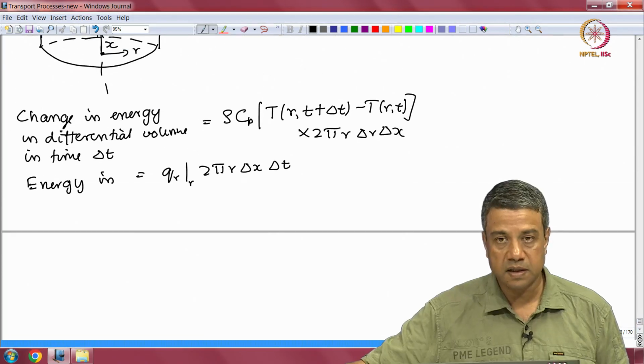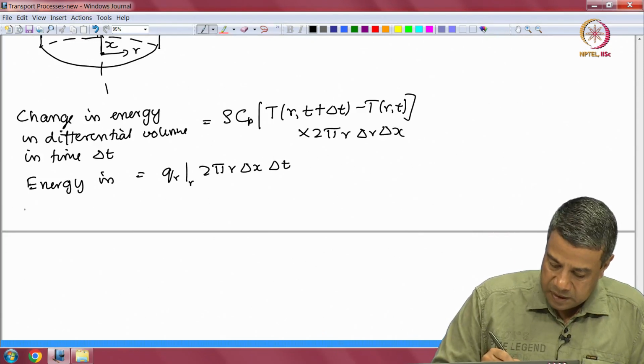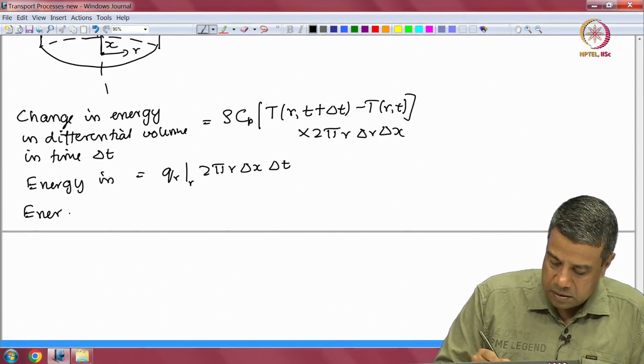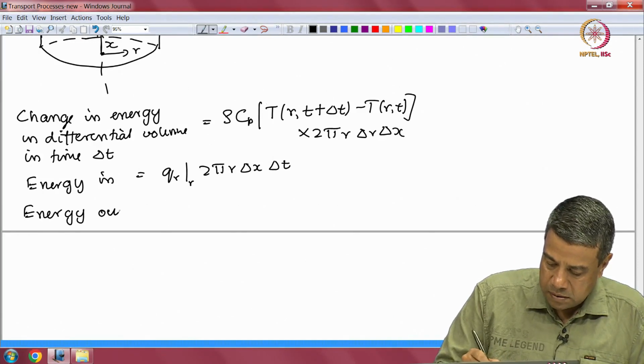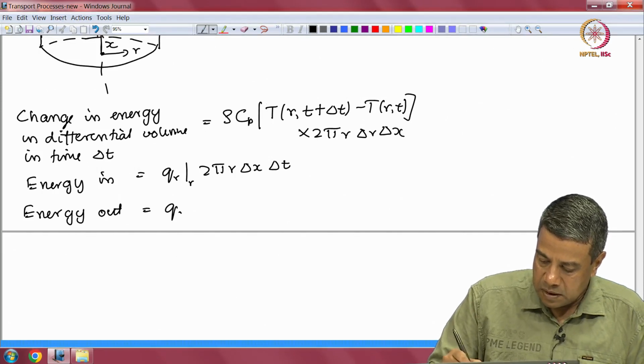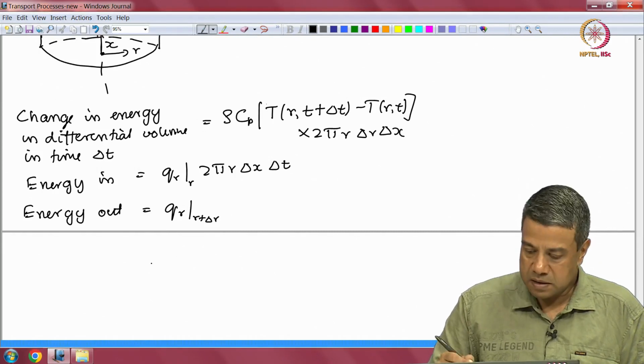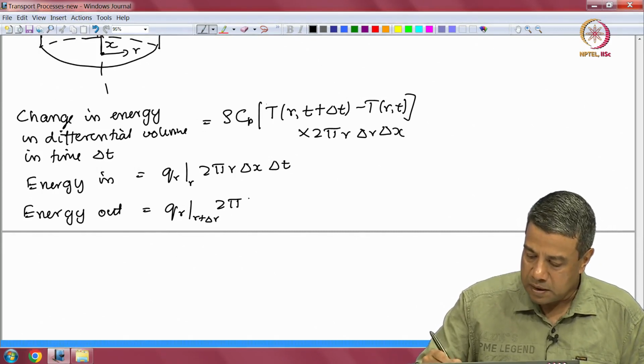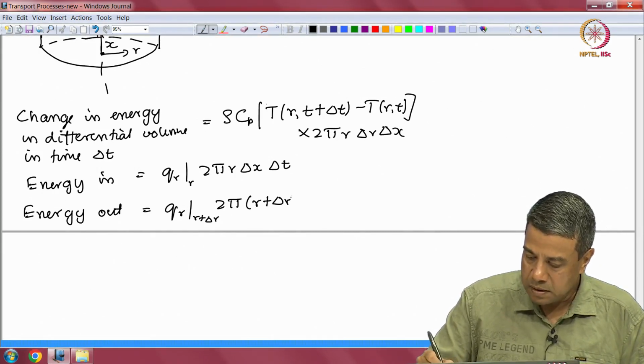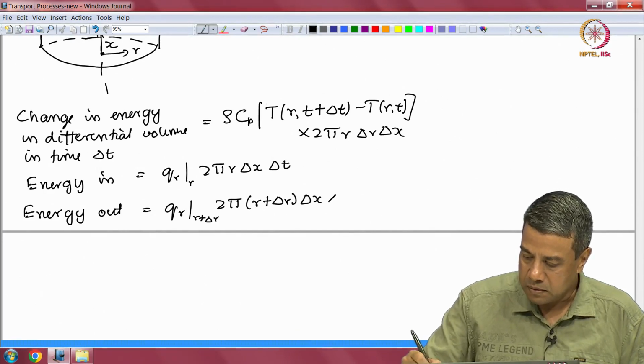So, this is the energy in at the surface at r. Okay. Energy out is equal to QR at r plus delta r. The surface area is now different, 2 pi into r plus delta r delta x into delta t.